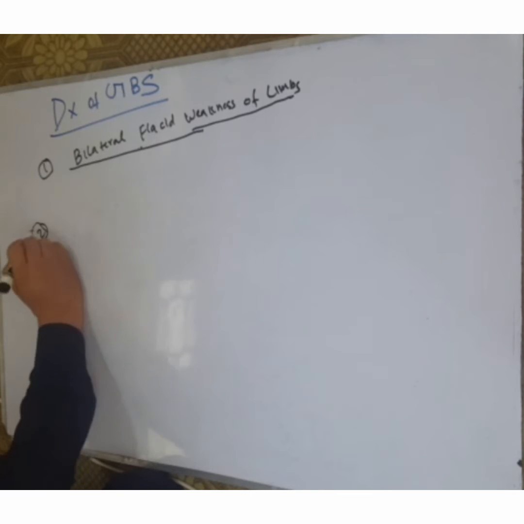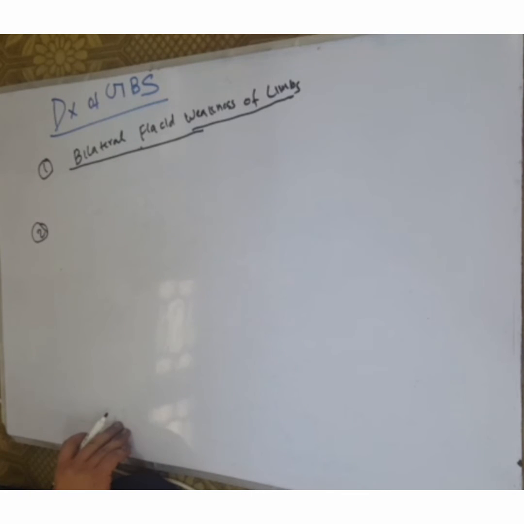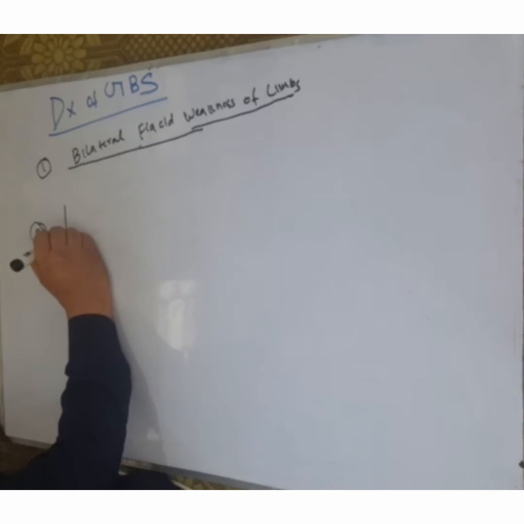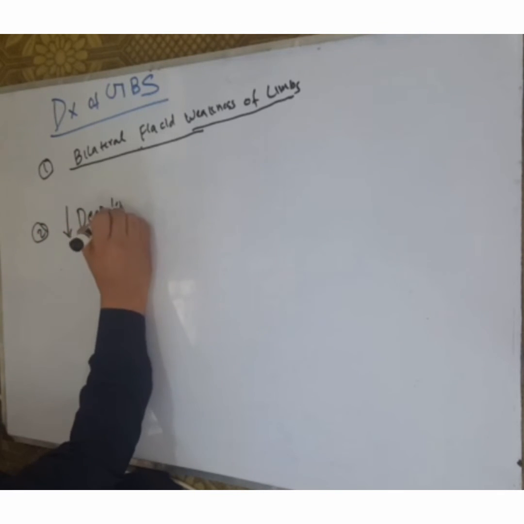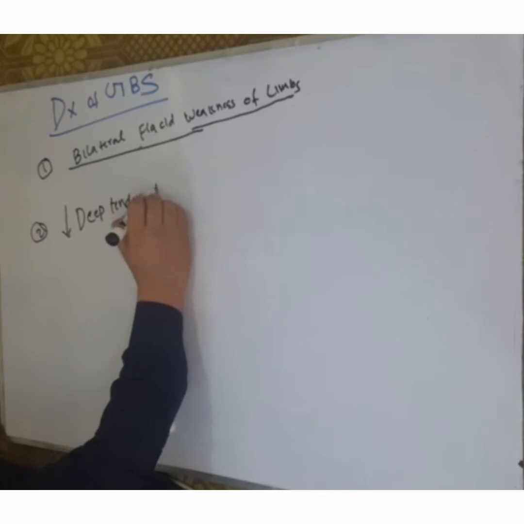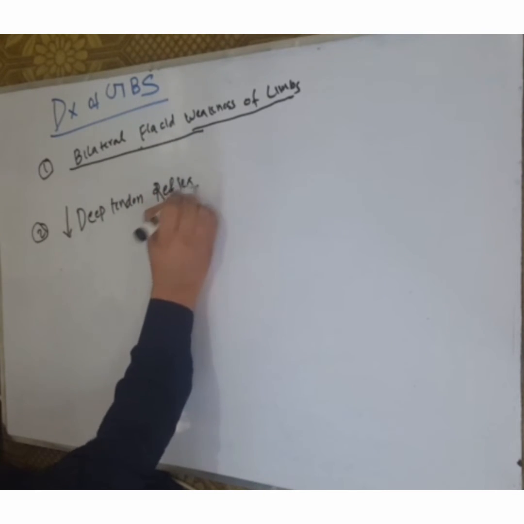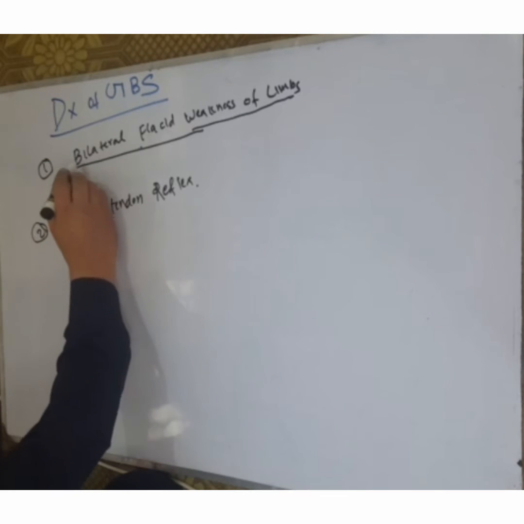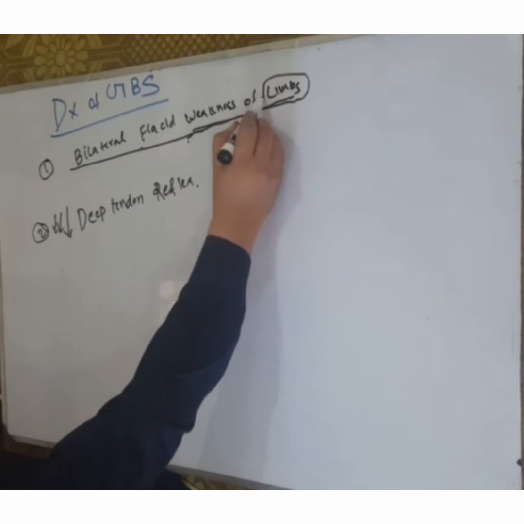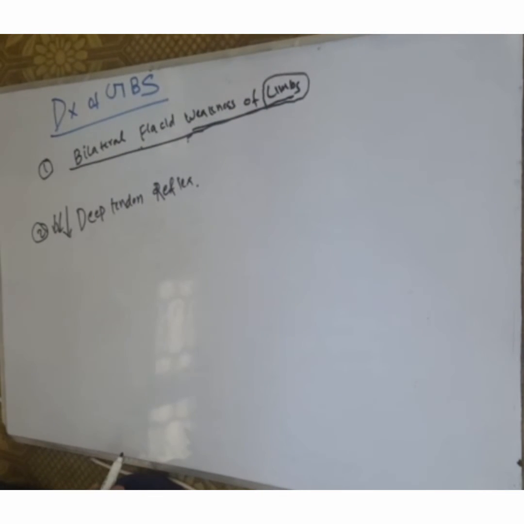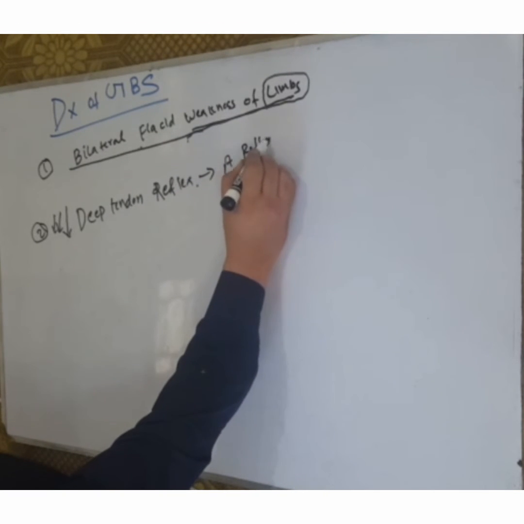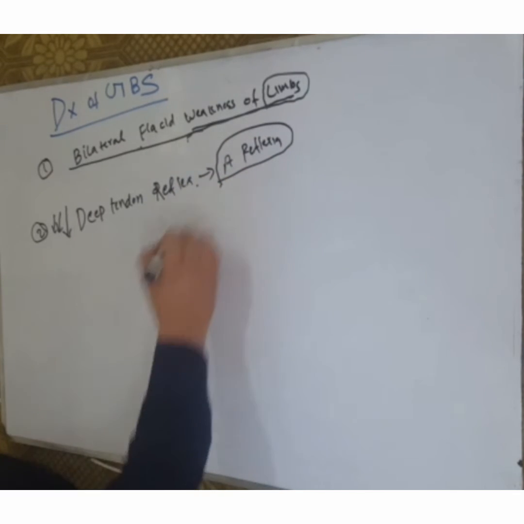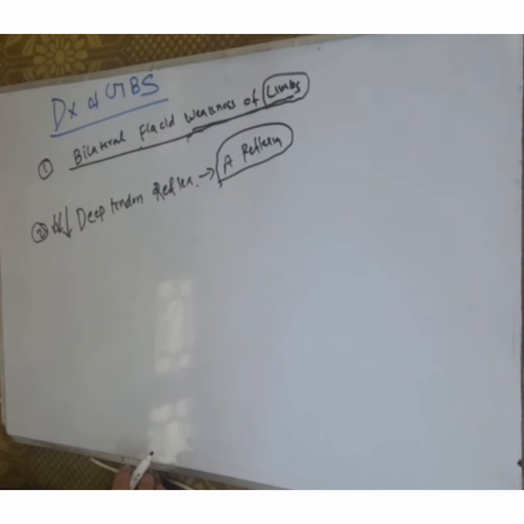The second step we look for in the diagnosis is decreased deep tendon reflex, along with bilateral flaccid weakness of the limbs. Decreased deep tendon reflex is areflexia, without gait disturbance.